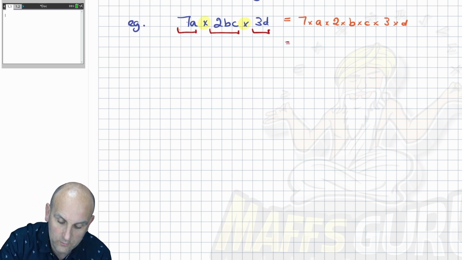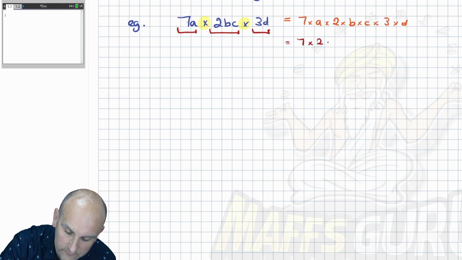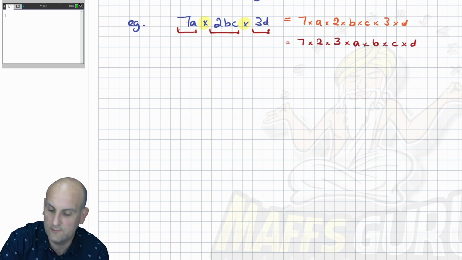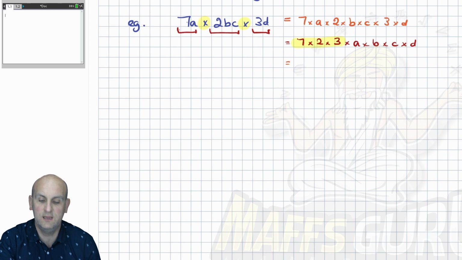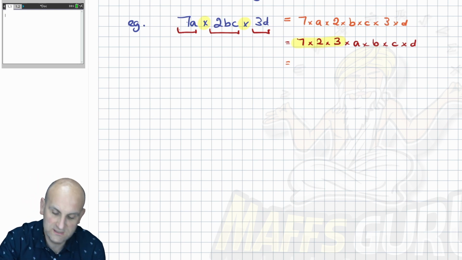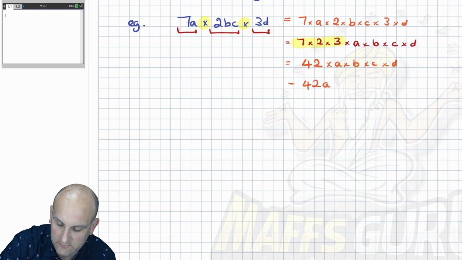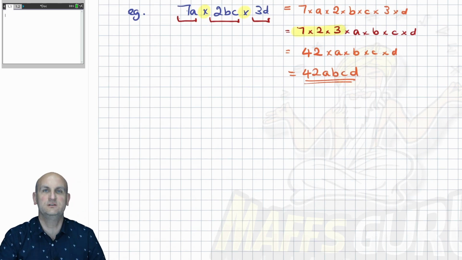What can I do now? Well, we've expanded it. We're now going to reorder it. So I'm going to put all the numbers together. 7 times 2 times 3 times A times B times C times D. There we go. Right, let's do some simplification. We can simplify 7 times 2 times 3. Well, 7 times 2 is 14. 14 times 3 is 28. I can't do that, so I'm going to do it the other way. 2 times 3 is 6. 7 6s are 42 times A times B times C times D. And there's no way of doing anything with those letters, and I'm just going to write it A, B, C, and D. Woo! And they say algebra's tough.